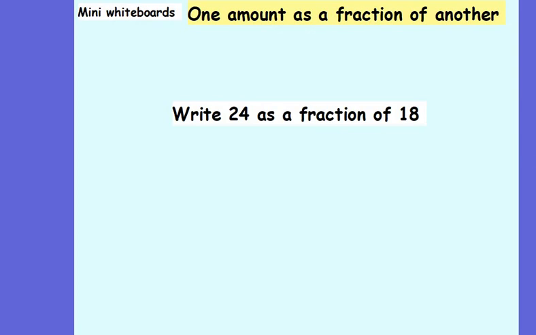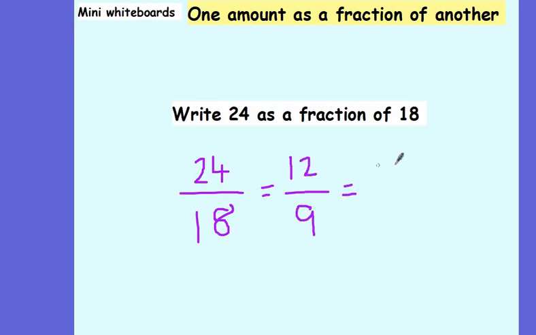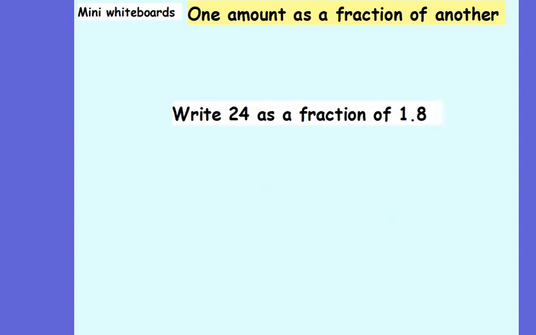Okay, Year 7, mini whiteboards for me, or light blue books. Write 24 as a fraction of 18 for me. Right, let's go through it. I've got 24 out of 18. I can simplify that to 12 out of 9. I can simplify that by dividing top and bottom by 3 to 4 over 3. How about now? Pause the video, have a little think.